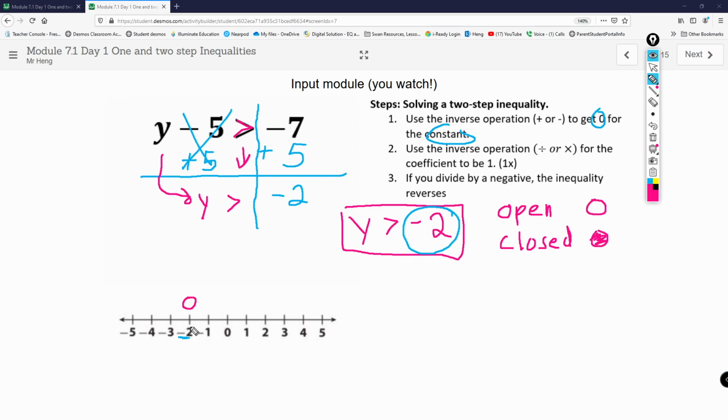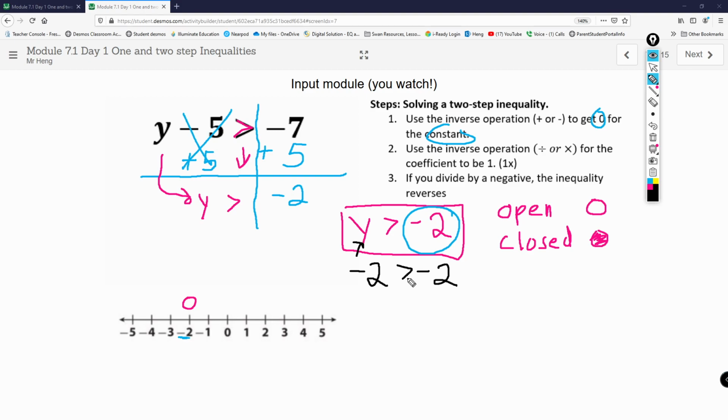So how do we figure out whether or not this dot here is going to be open or closed? Well, what you want to do is take this -2 here and plug it into y. You see this y right here? Plug it into y, so -2 greater than -2. You want to ask, is this a true solution? Is -2, when you plug it into y, greater than -2? No, it is not. That doesn't make sense, right?